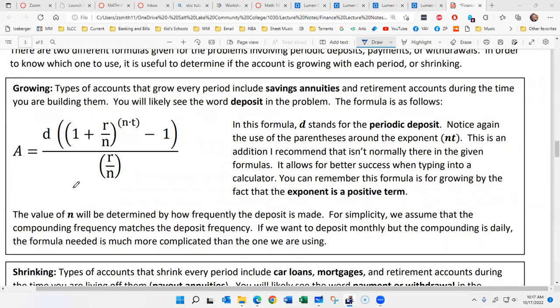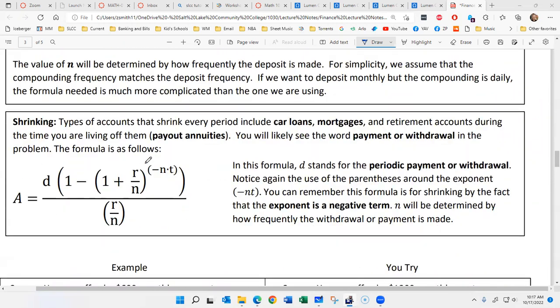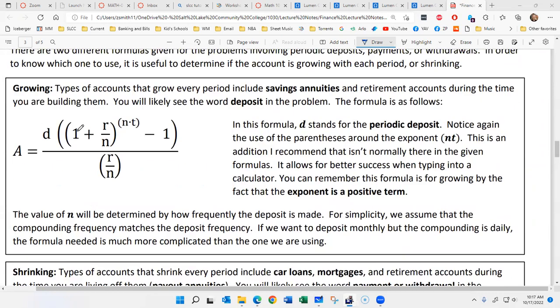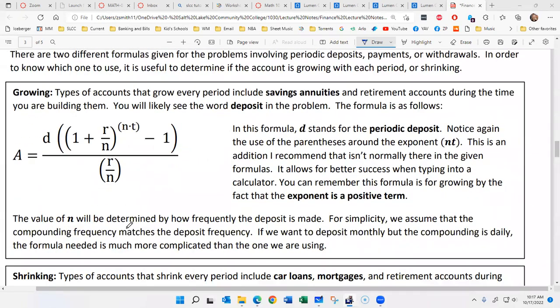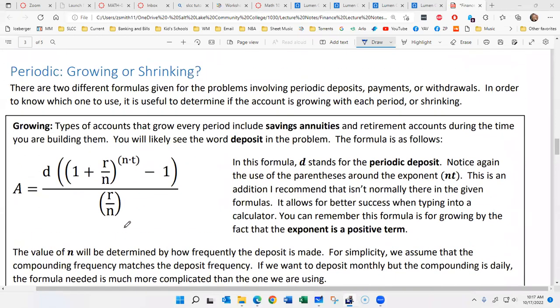So first off, notice there's two formulas and they look worse than what we just did. It's probably because of the fraction. There's not a lot more to them, but they're definitely looking more complicated. The way to tell which one of these formulas to use is to ask ourselves whether the account is growing with each period or shrinking.